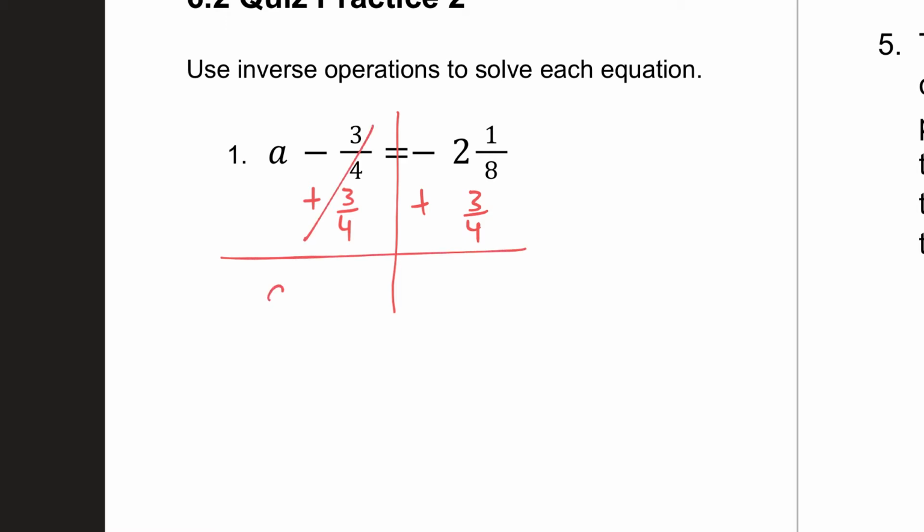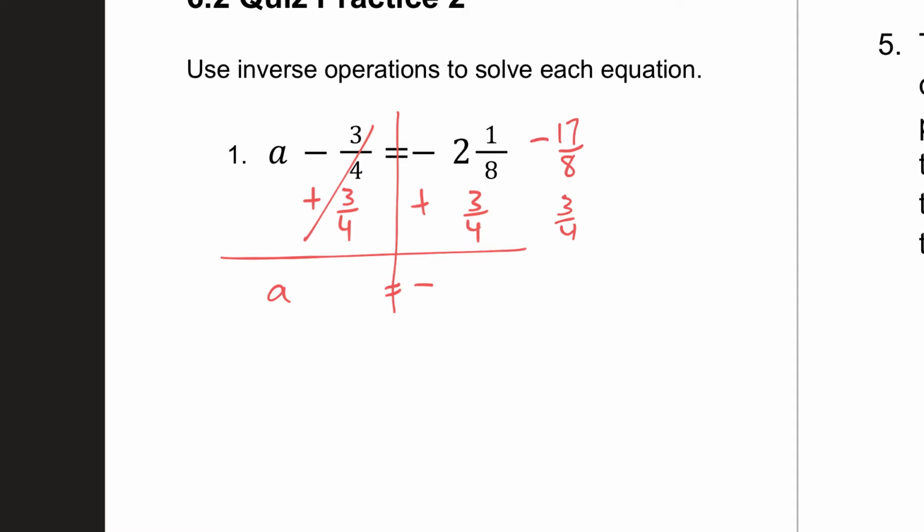Okay, so these cancel. I have a is equal to, and first off, I see that I have negative and positive, so I have to subtract these two numbers. And I have more negatives than positives, so I'm going to have a negative for an answer. Next, I think maybe I'll turn this into an improper fraction. That might be the easiest route right now. So you have to multiply these two numbers. 8 times 2 is 16, plus 1 is 17. So this is 17/8, and this is 3/4. And I probably would keep that as negative 17/8.